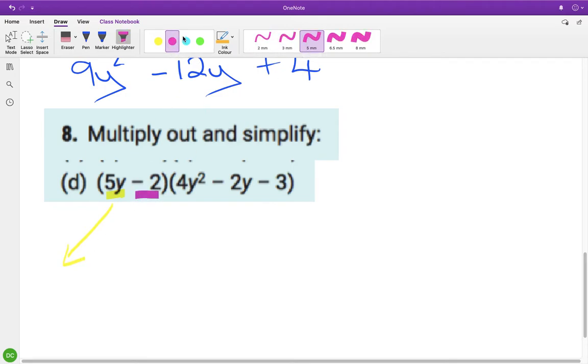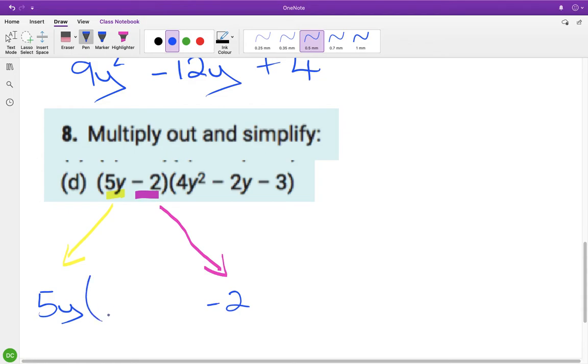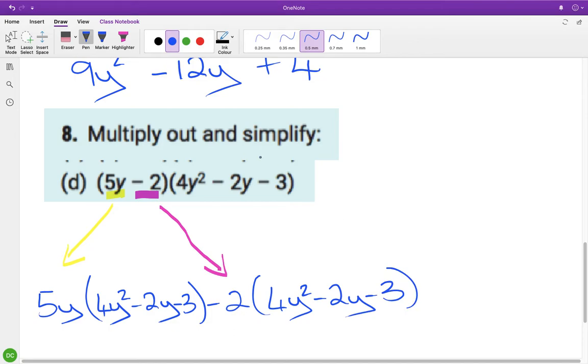So I'm splitting it off. So I'm going to write the 5y here, and I'm going to write the minus 2 over here. Okay, so split the first, multiply by the second. So after the 5y, I'm going to put in the second bracket 4y squared minus 2y minus 3. And after the minus 2, I'm going to put in the second bracket 4y squared minus 2y minus 3.